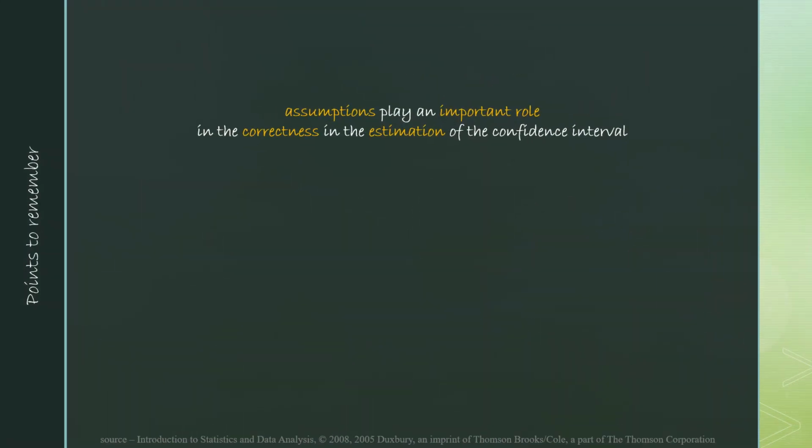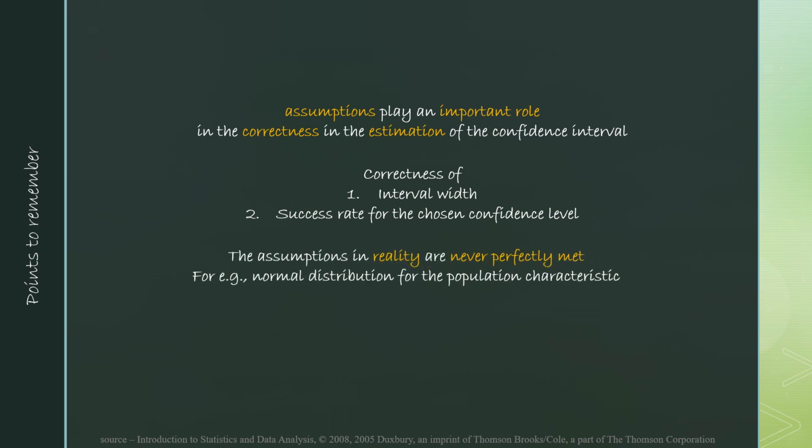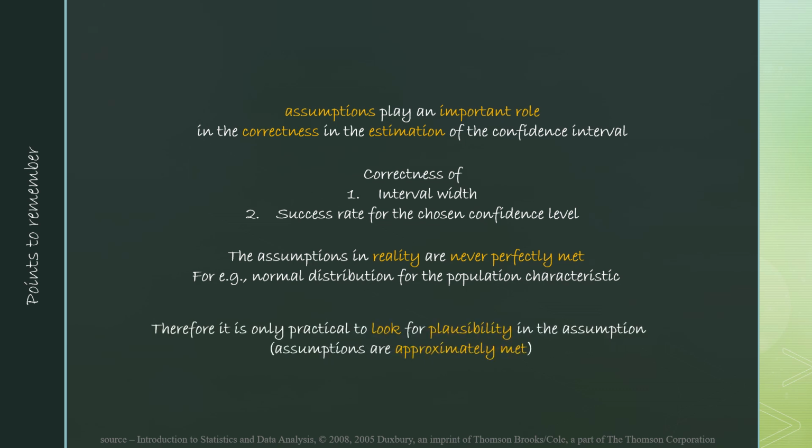Assumptions play an important role in the correctness of the estimation of the confidence interval, correctness of interval width, and success rate for the chosen confidence level. The assumptions in reality are never perfectly met, for example, normal distribution for the population characteristic. Therefore, it is only practical to look for plausibility in the assumption. That is, assumptions are approximately met.